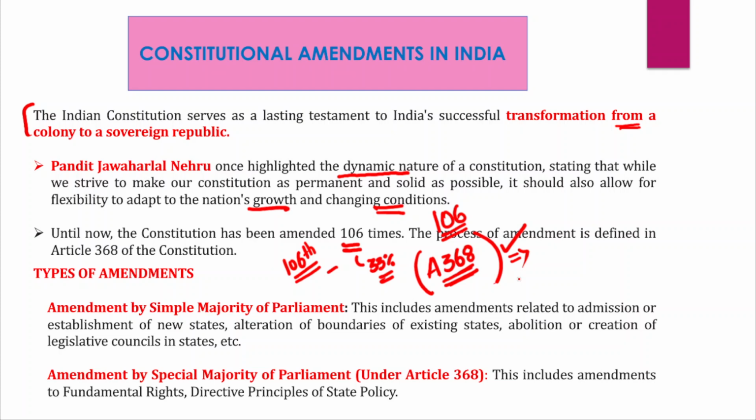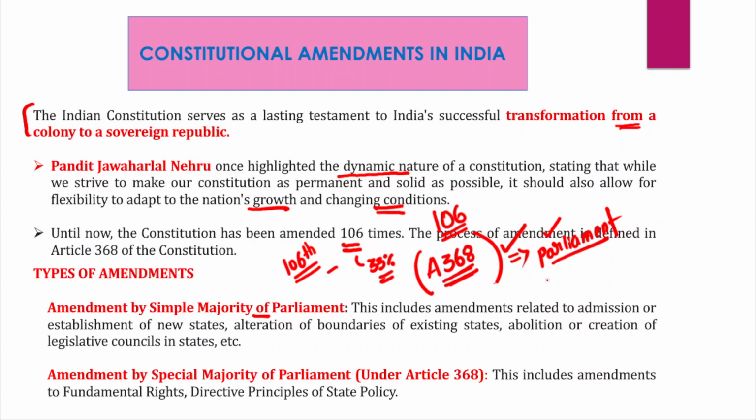However, the Constitution can be amended in three different types. The first type is a simple majority of Parliament. Who could actually amend the Constitution? Parliament is given the power to amend the Constitution. Not even the state legislative assemblies, but only Parliament could actually amend the Constitution.